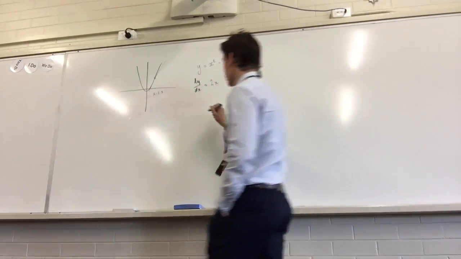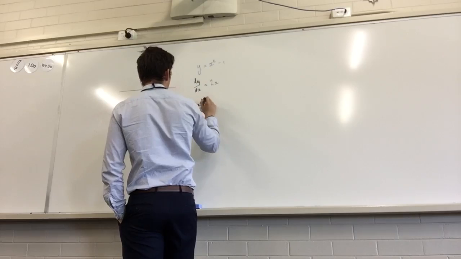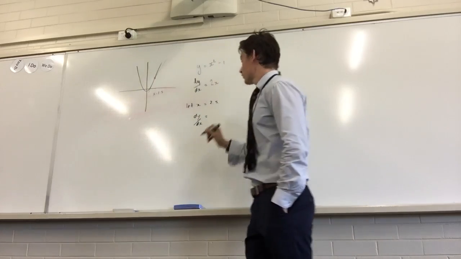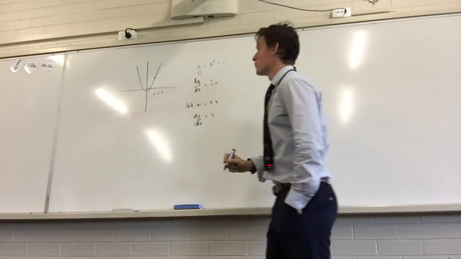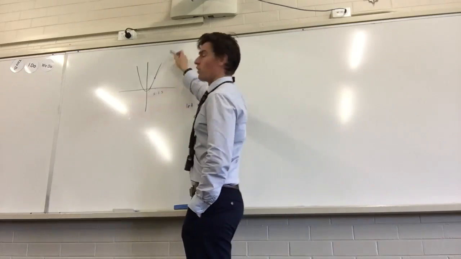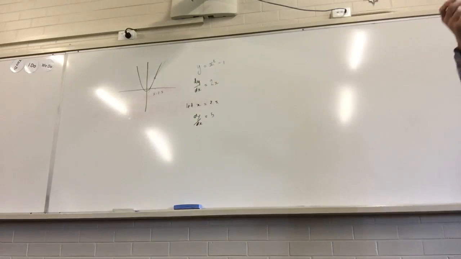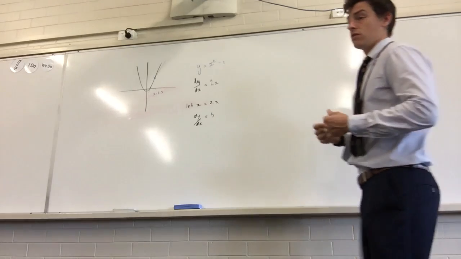Now what do I do? So I let x equal 2.5, and I get dy/dx equals 5. So what's that telling you? That says that's 5. What's that mean? The gradient of that line is 5. Because a tangent's always a straight line, isn't it?